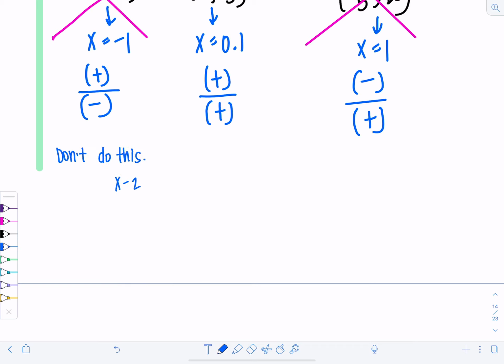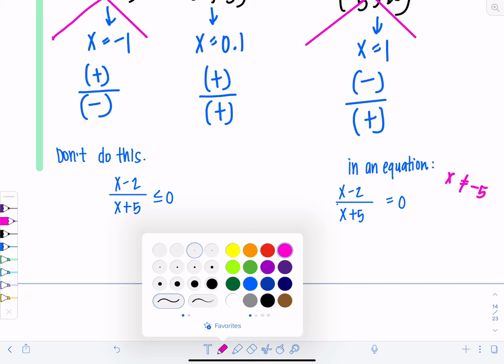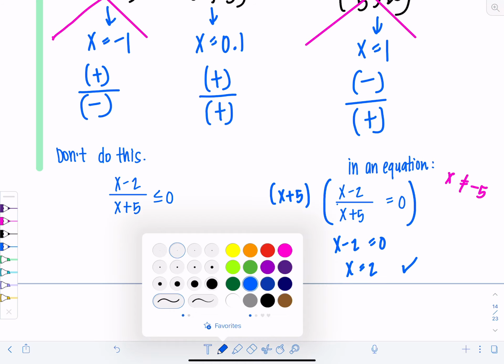So x minus 2 over x plus 5 is less than or equal to 0. In an equation, it's okay. In an equation, if you have x minus 2 over x plus 5 equals 0, you just have to remember in the very beginning, list your restrictions. So, okay, x cannot equal -5. And then when you multiply through by x plus 5, it's totally fine. You end up with x minus 2 equals 0. So you get x equals 2, and you're so happy. Okay, that's going to be a problem here.